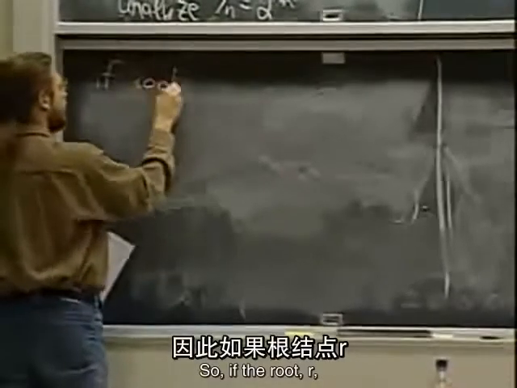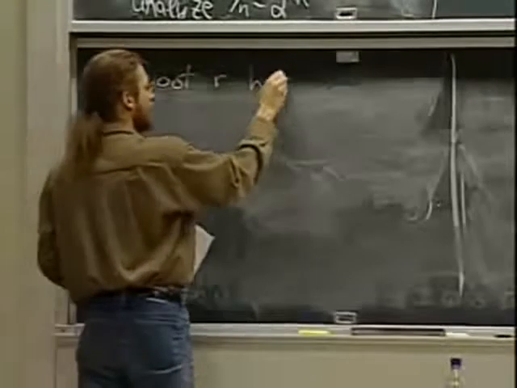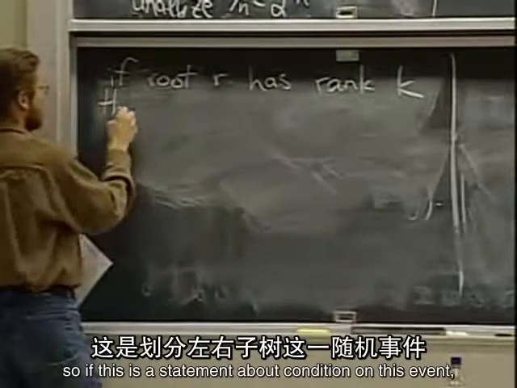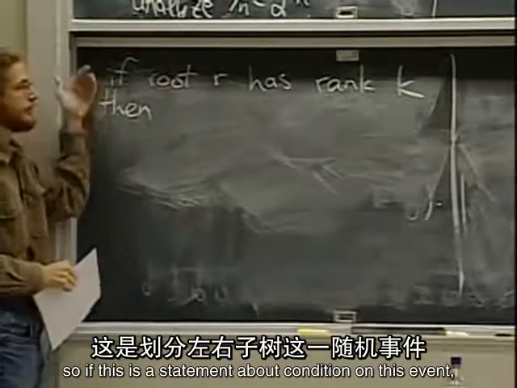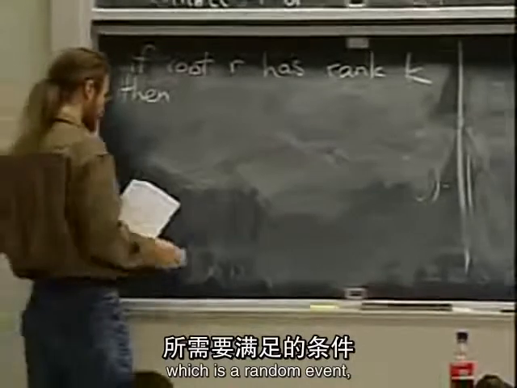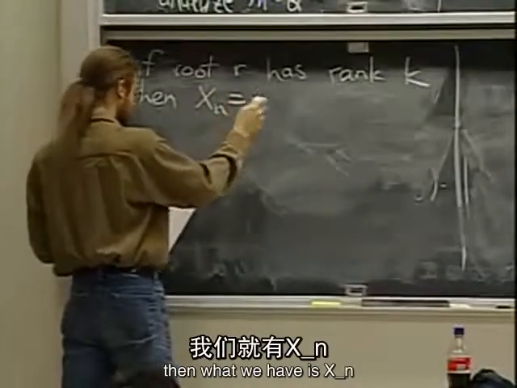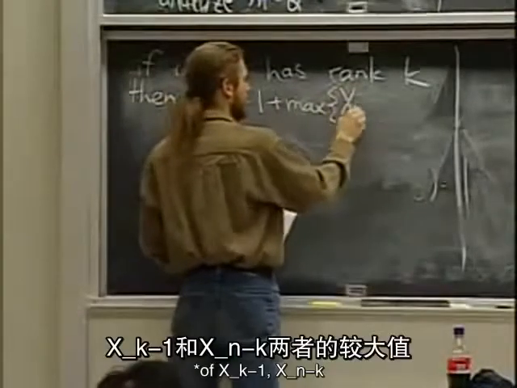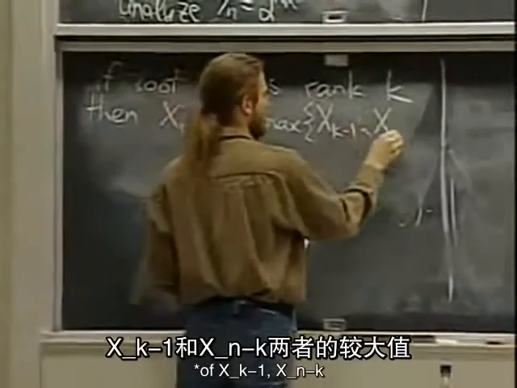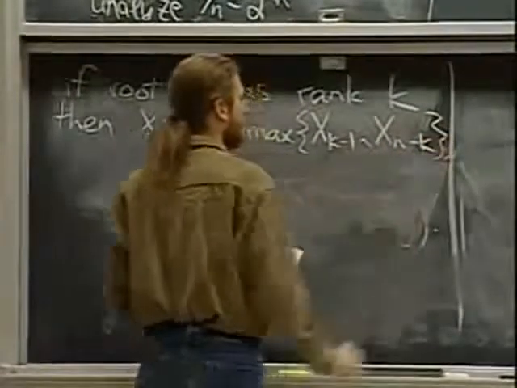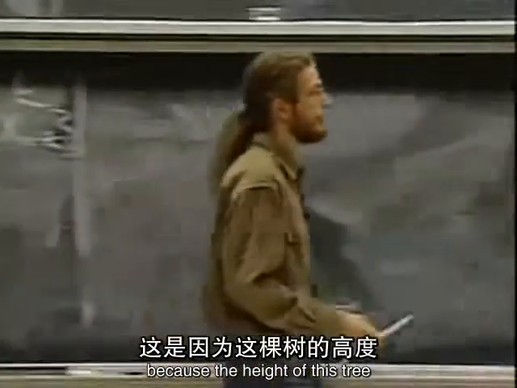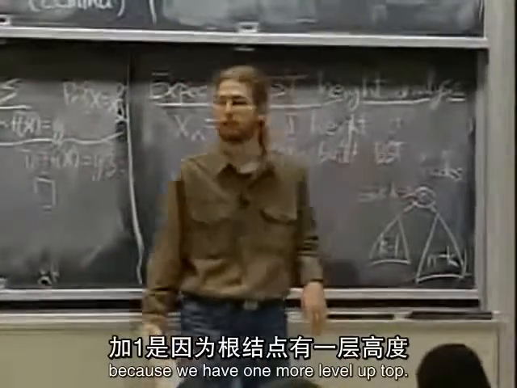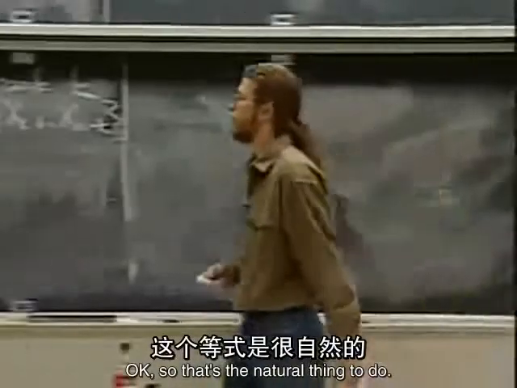So if the root r has rank k, this is a statement about conditioned on this event, which is a random event, then what we have is xn equals 1 plus the max of xk minus 1, xn minus k. Because the height of this tree is the max of the heights of the two subtrees plus 1, because we have one more level up top. So that's the natural thing to do.